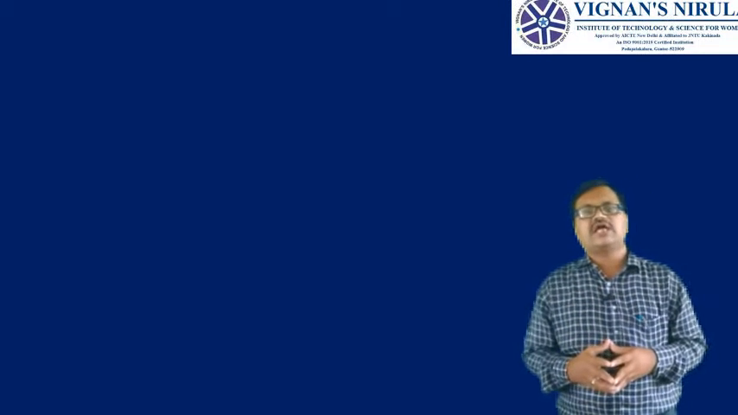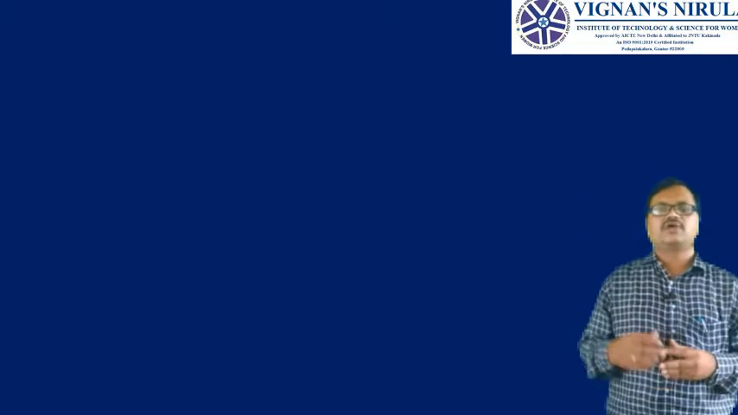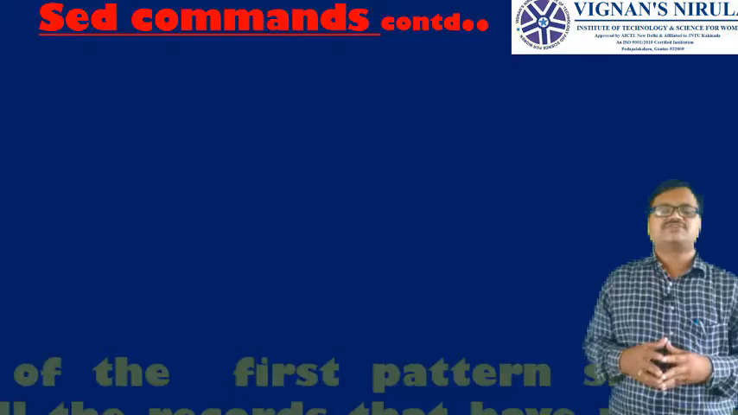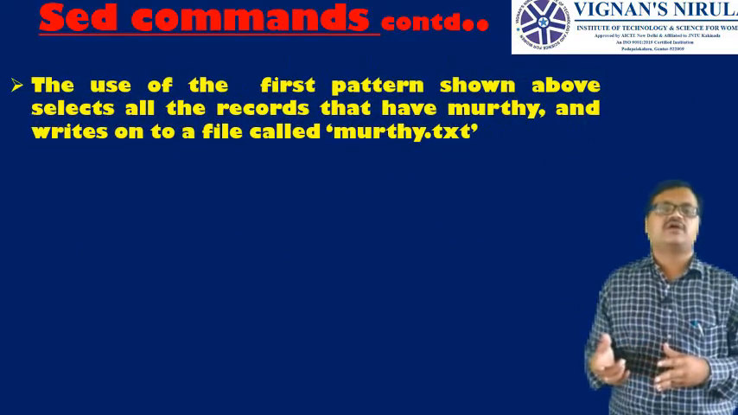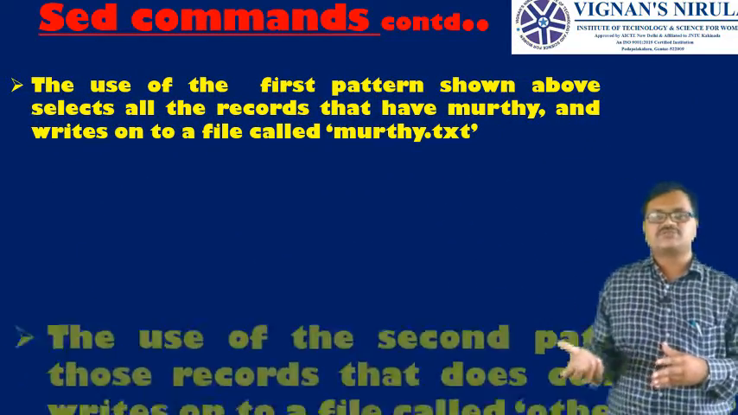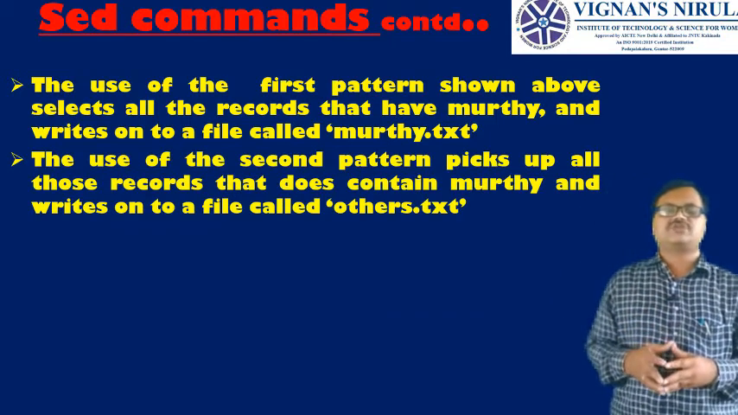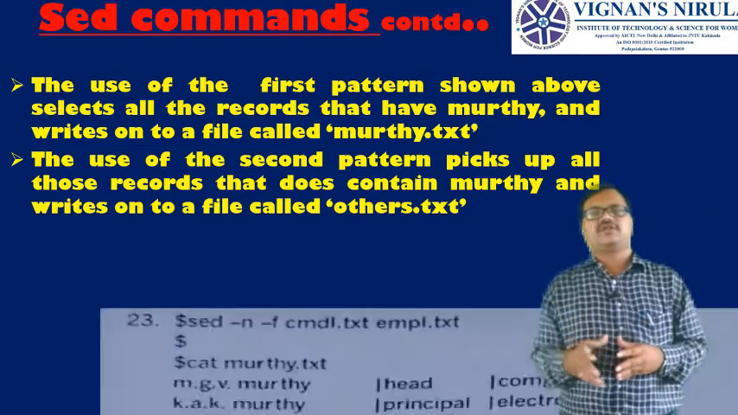So and save it, and now to give this file cmd1.txt to the SCD command. You can give it using the -f option. So SCD space -f space cmd1.txt space empl.txt. That means whenever you run this program, two files are created, one with the name murthy.txt and another with the name others.txt.